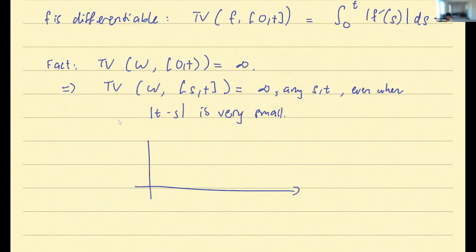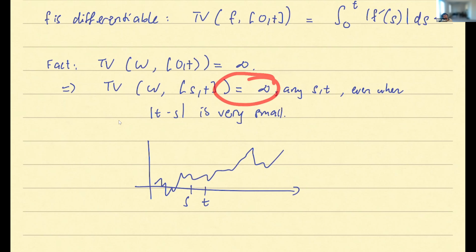Because again, try to think about it. Doesn't matter how close s and t are, within this time interval, remember, Brownian motion is like a random walk. It's the infinite version of a random walk, the continuous version of a random walk. Doesn't matter how close the two time points are, the Brownian motion has traveled an infinite distance.